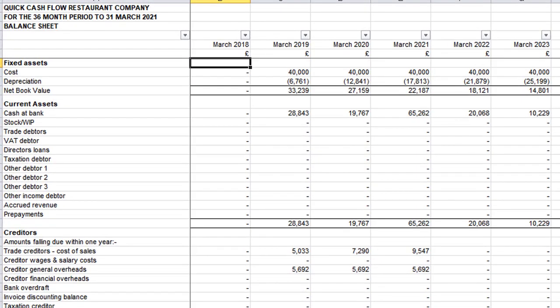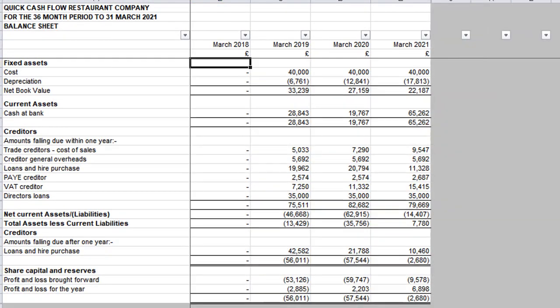Then you've got your balance sheet. You've got two balance sheets. You've got one which is total at the end of each of the first 3 years. So this will break it down between your fixed assets and then depreciation that gets calculated automatically, your cash at bank, and then your creditors.